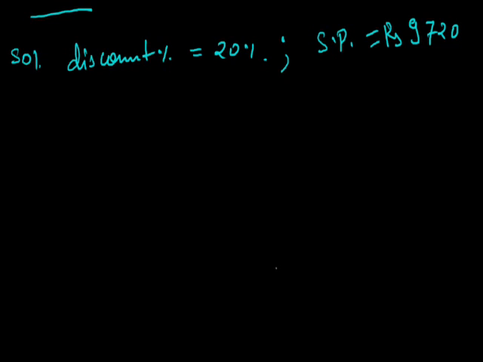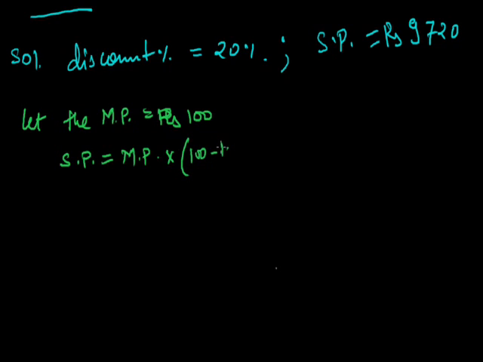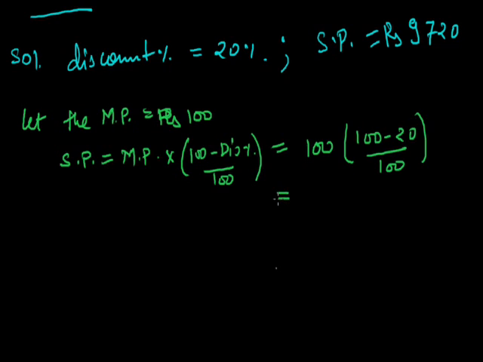So since we are not given the discount, we are not given the mark price, so we will assume let the mark price of the carpet be rupees 100. Now, if the discount is of 20%, then we can easily calculate the selling price using the previous formula, that is equals to mark price into 100 minus discount percent upon 100, that will be equals to 100 into 100 minus 20 upon 100, that will be equals to 100 into 80 upon 100, that will be equals to rupees 80.